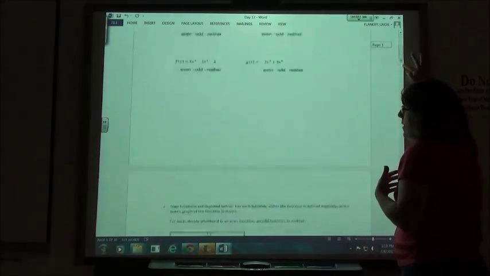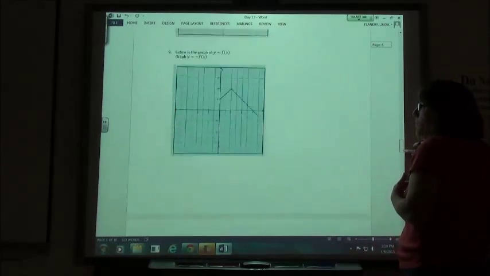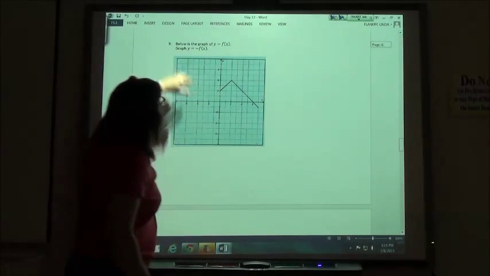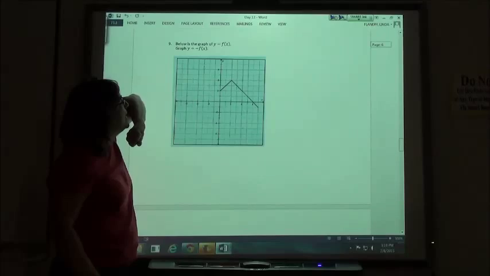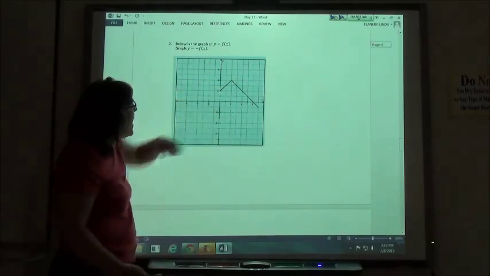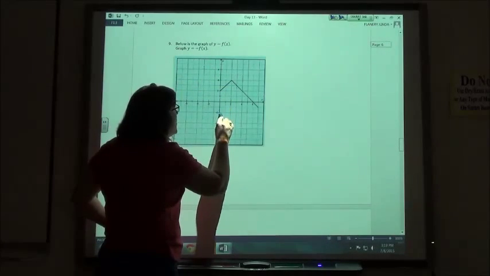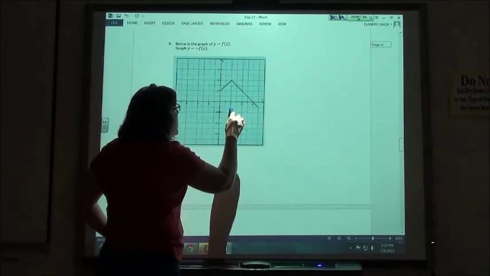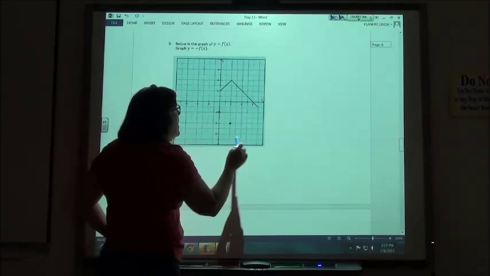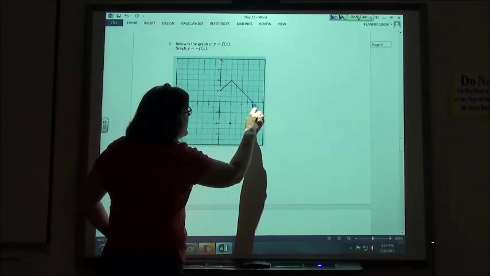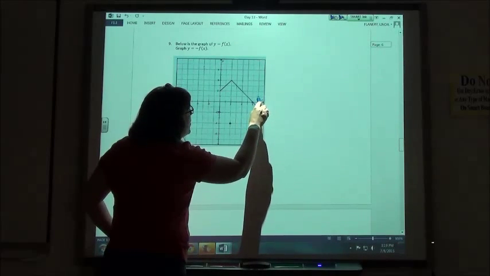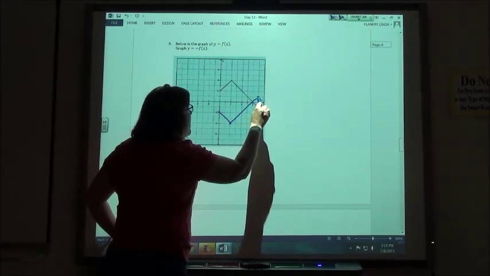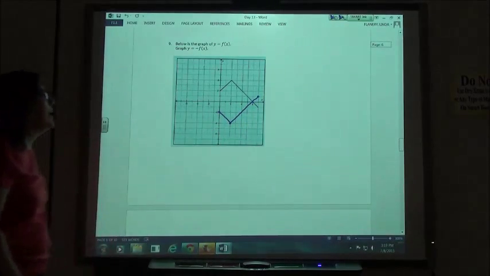And number 9. Same thing. Now looking at this one, the negative is on the outside. Since it's on the outside, it's going to reflect it across the x-axis. So this point's going to come down here. This one, 4 up, will be 4 down. And this one here is going to be in the same spot. That one's going to go up there. So it's going to go down and then go back up and look something sort of like that.